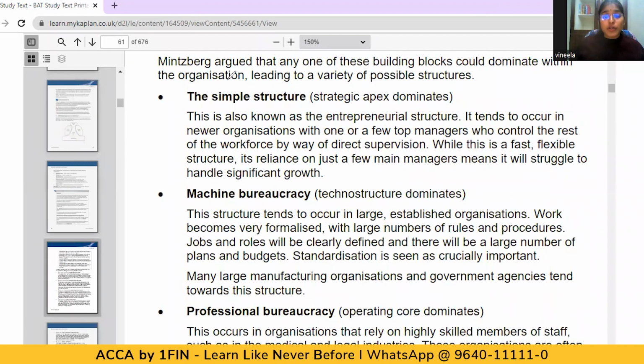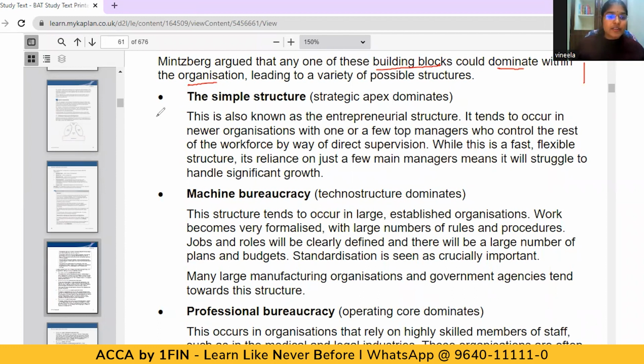Mintzberg argued that any one of those 5 building blocks which I have explained can dominate within the organization. Where any one building block dominates, it leads to a different type of structure. If any one building block dominates the organization, then we'll call it a different structure. So let's see who is dominating in the organization, and if he dominates, what type of structure you will call it.